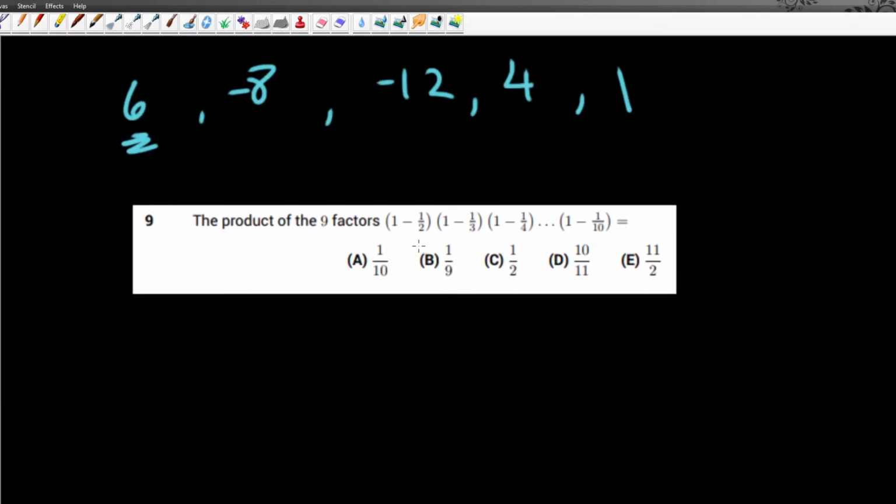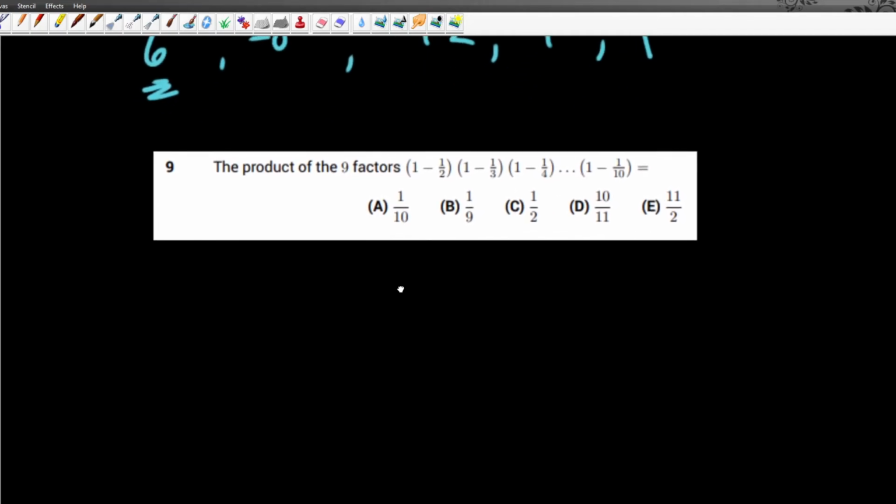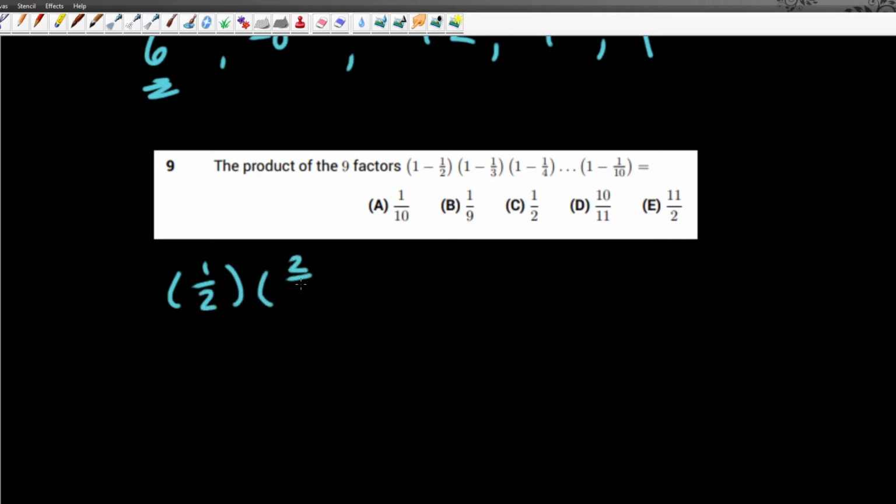The product of the 9 factors of 1 minus 1 half, 1 minus 1 third, 1 minus 1 fourth, and so on until 1 minus 1 tenth. So what I recommend doing here is writing out every term, every factor. So 1 minus 1 half is equal to 1 half. 1 minus 1 third is equal to 2 thirds. 1 minus 1 fourth is equal to 3 fourths. And so on until we get to 1 minus 1 tenth, which is 9 tenths.